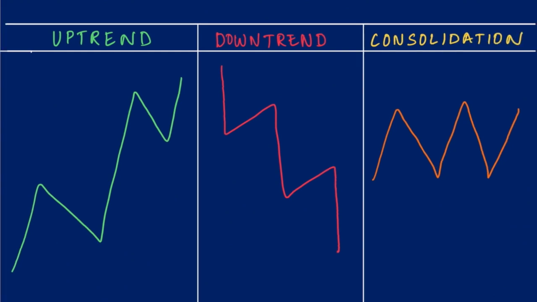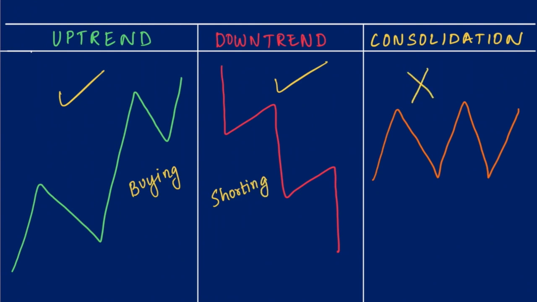As price action traders, we will trade only when the stock is in uptrend or downtrend. During uptrend, we will look for buying opportunity. During downtrend, we will look for shorting opportunity. But if the market is in consolidation, we should not enter the trade.